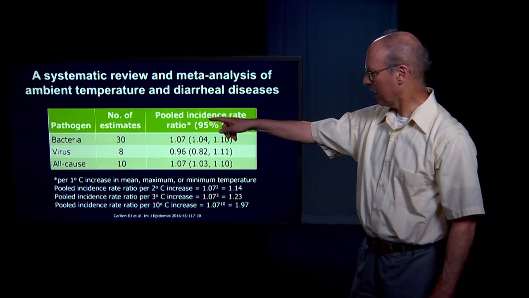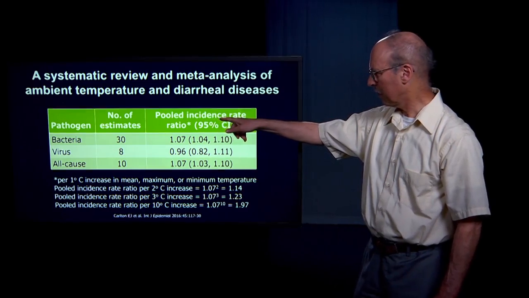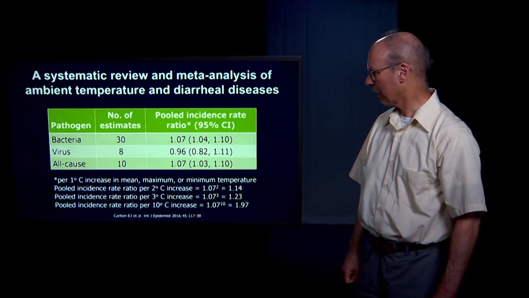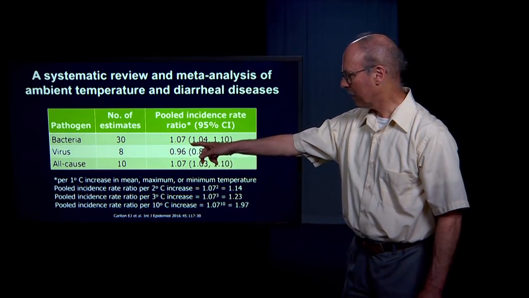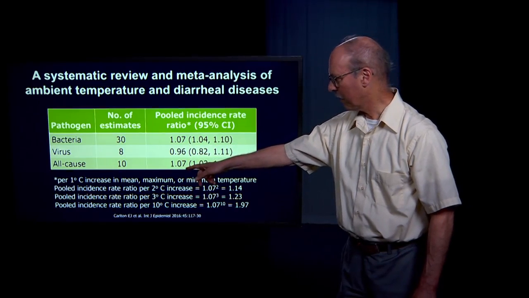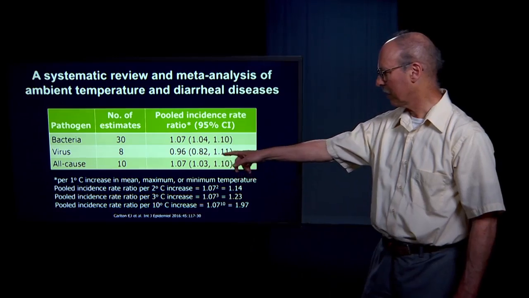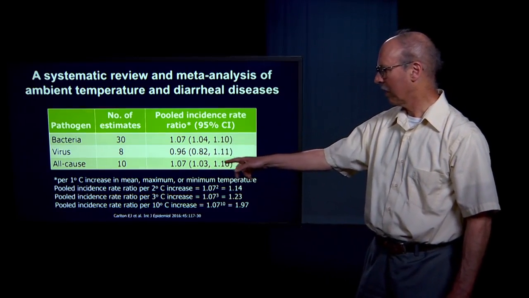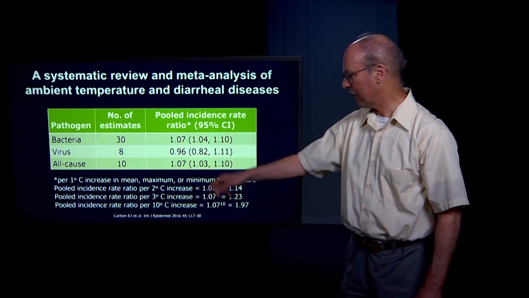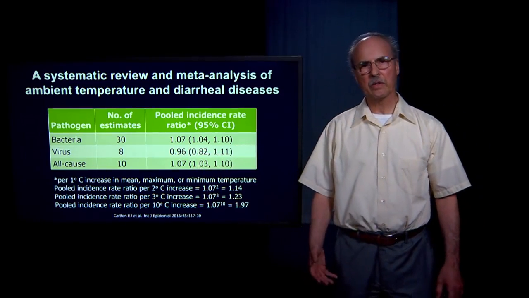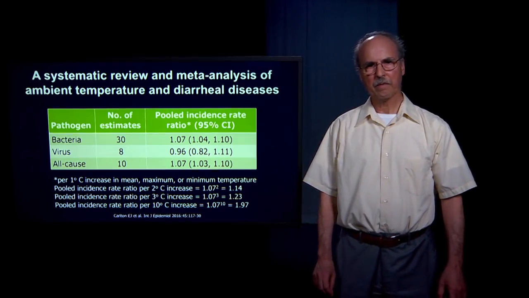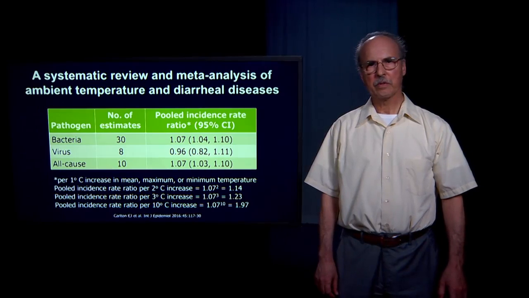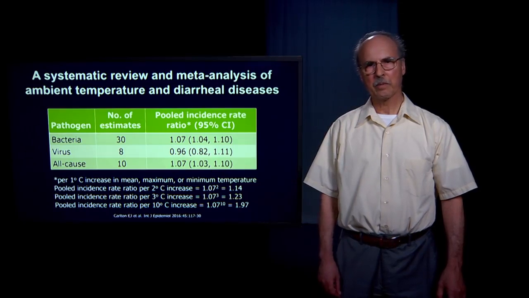And in the meta-analysis, they calculated a pooled incidence rate ratio and 95% confidence interval. For bacteria, it was 1.07, and for all cause, it was 1.07, quite similar, with fairly tight confidence intervals. For viruses, it actually ended up being not significant, although I could tell you that there are some good studies of specific viral waterborne diseases or infections that convincingly show a relationship with temperature.